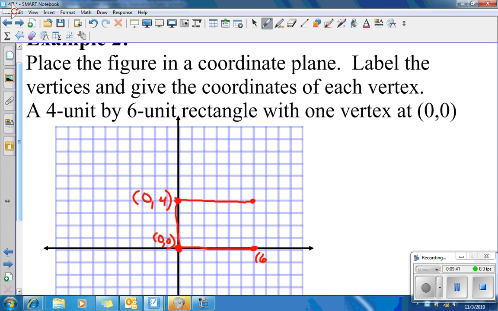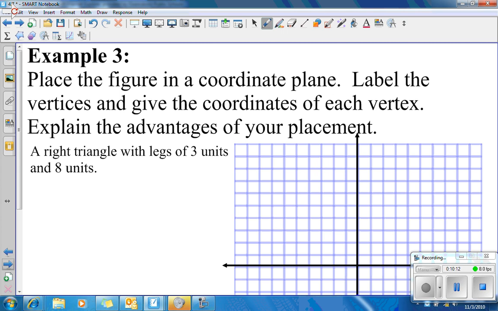We move 6 places for our x-axis, 0 for our y. Here we move 6 places from our x-axis. How many did we already move for our y? 4. Easily found your information. You want to connect it to make a rectangle, and you're done. That wasn't too bad. All right, again, if you want to find the lengths between certain points, you've got to use the distance formula.